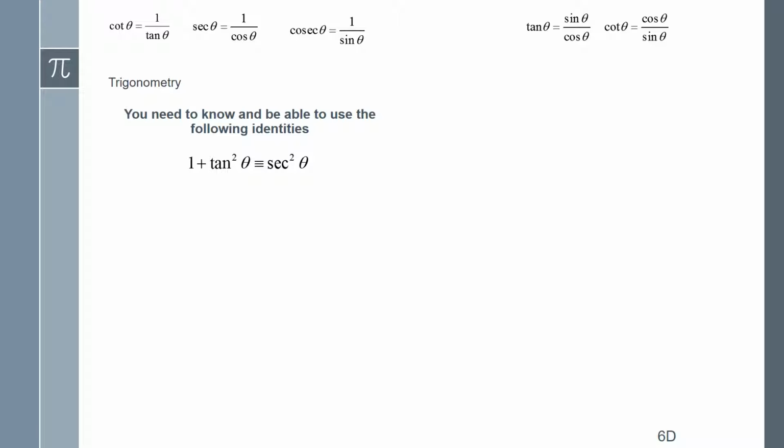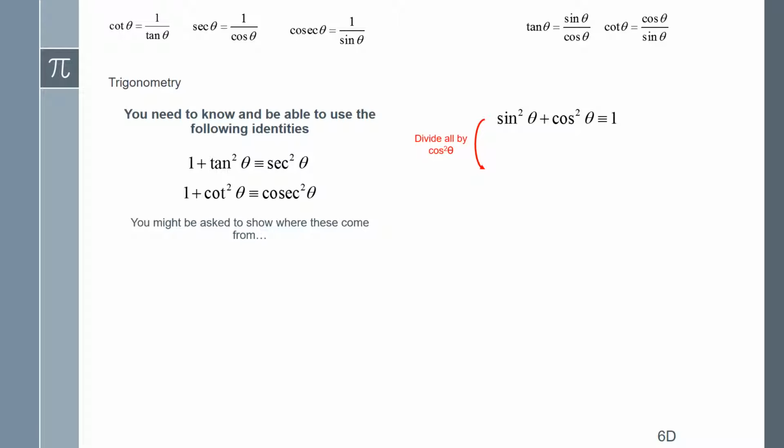You also need to know and use the following identities. 1 plus tan squared is equal to sec squared. 1 plus cot squared is equal to cosec squared. And you might be able to show where these have come from, but neither are terribly difficult to show, because they both come from sine squared plus cos squared is equal to 1.